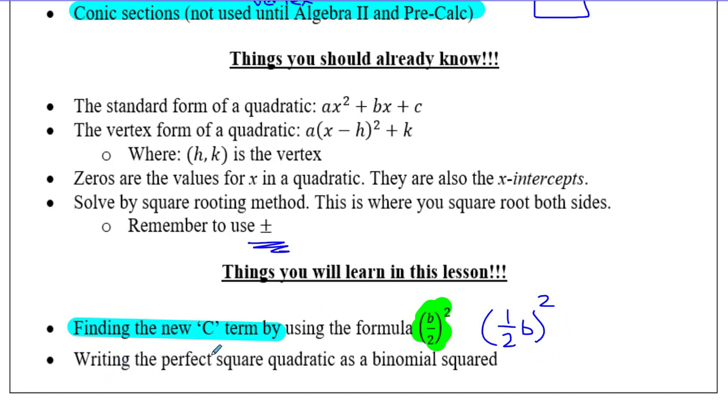And then the other thing that you will learn is how to write the perfect square quadratic as a binomial squared. We're going to need this in order to do the solve by square rooting part. So it's very important that you understand what this piece is moving forward. I've got two examples because the steps are written out step by step, so we don't need to run through a bunch of these. You should be able to get through the homework using the two examples on the notes.